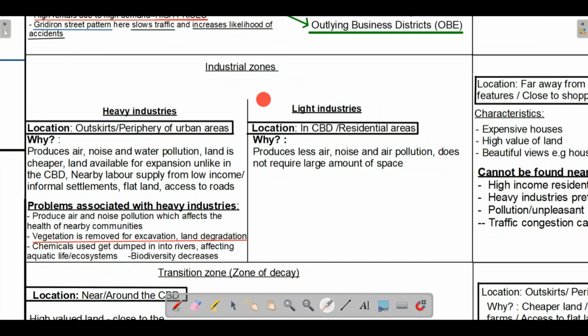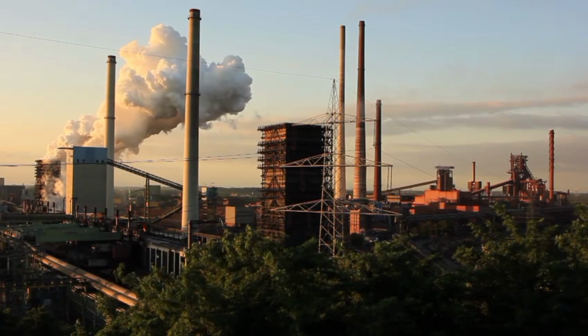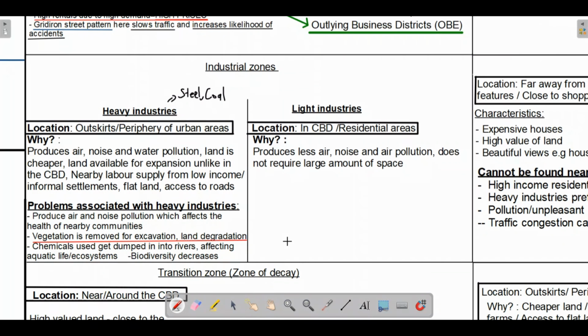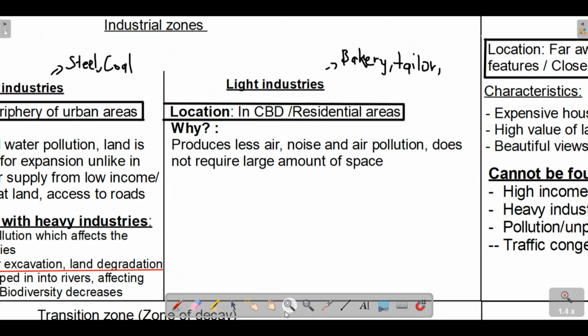Now you have the second type of industrial zone, which is the light industrial zone or light industries. So the heavy industries, guys, could include like steel production or a coal processing plant, right? So basically where you have processing on a large scale, right? So that is heavy industries, and your light industries include like your bakeries, basically businesses or industries that produce less pollution. So bakery or your tailor, your panel beater, your mechanics, so on and so on.